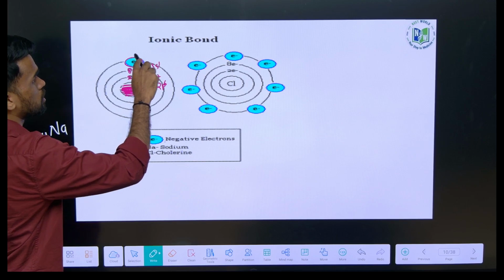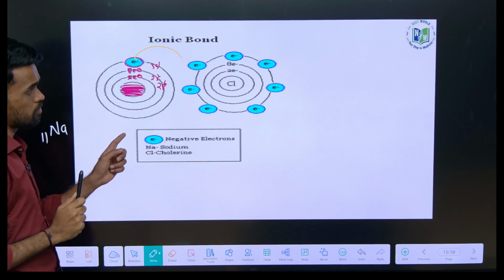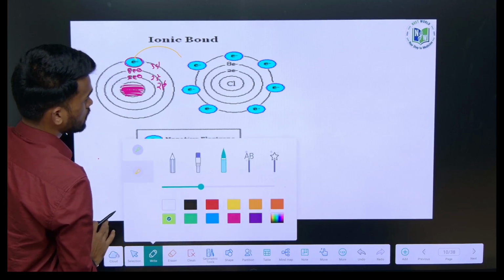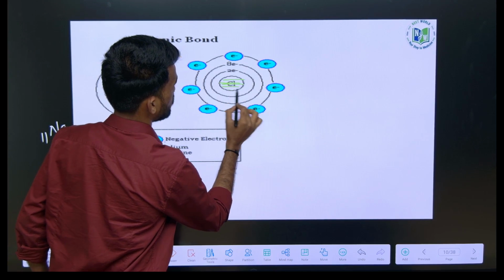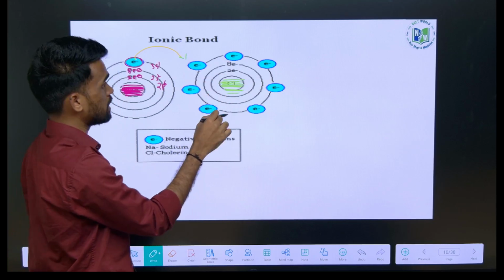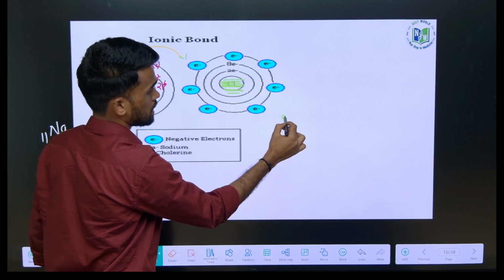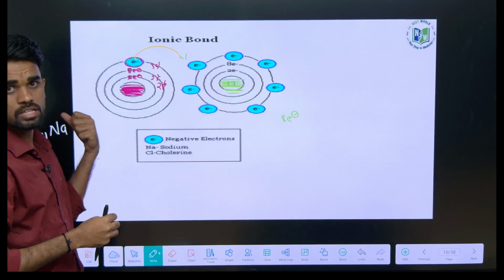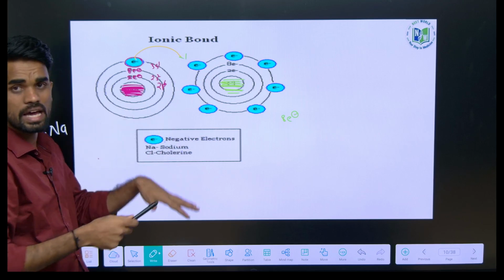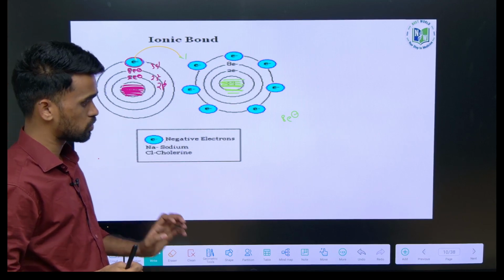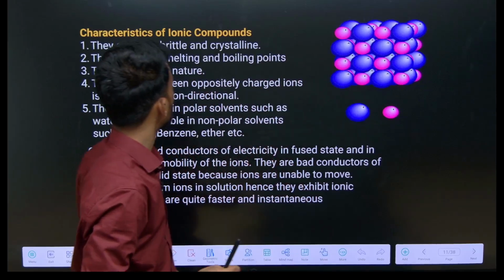Now this electron is lost from the sodium and it is gained by this chlorine, which I am highlighting with the green color. Therefore, it now has 8 electrons in its valence shell, and this is the nearest noble gas configuration. Therefore, the resultant ions will have some electrostatic force of attraction between them, which results in the formation of an ionic crystal. I hope it is clear.